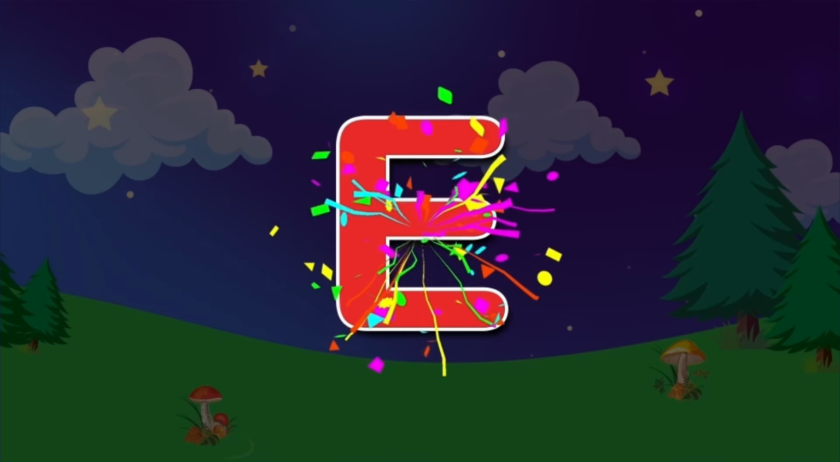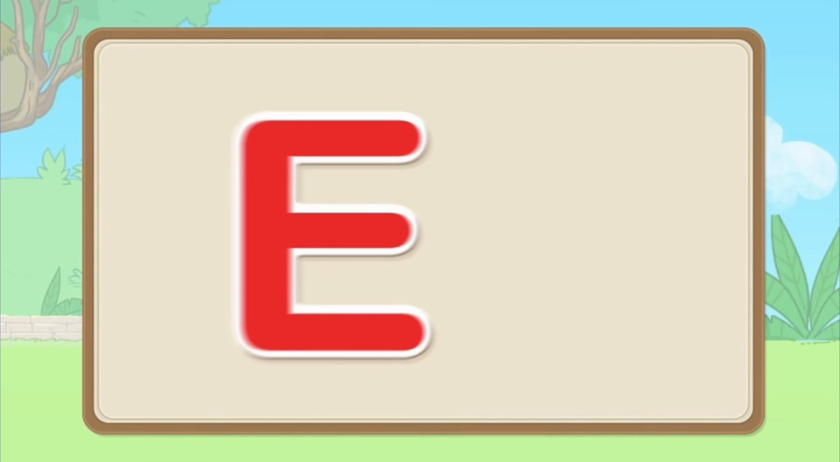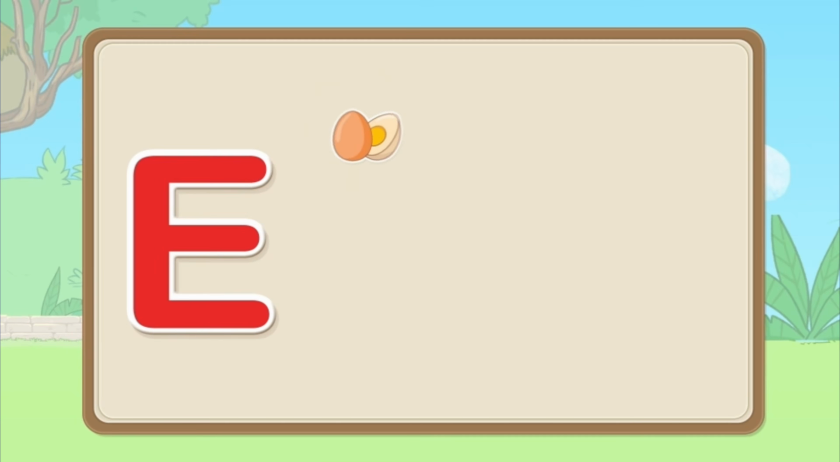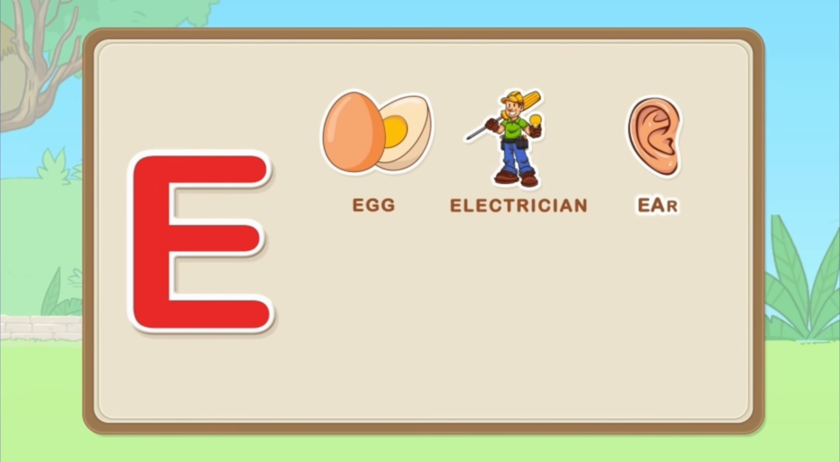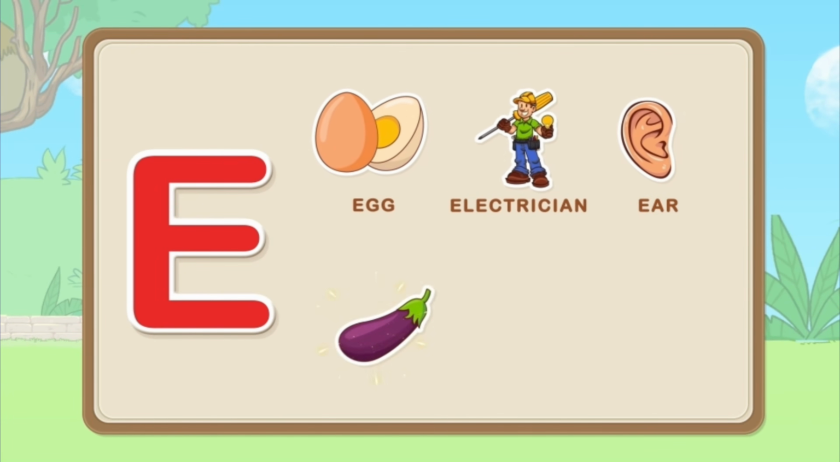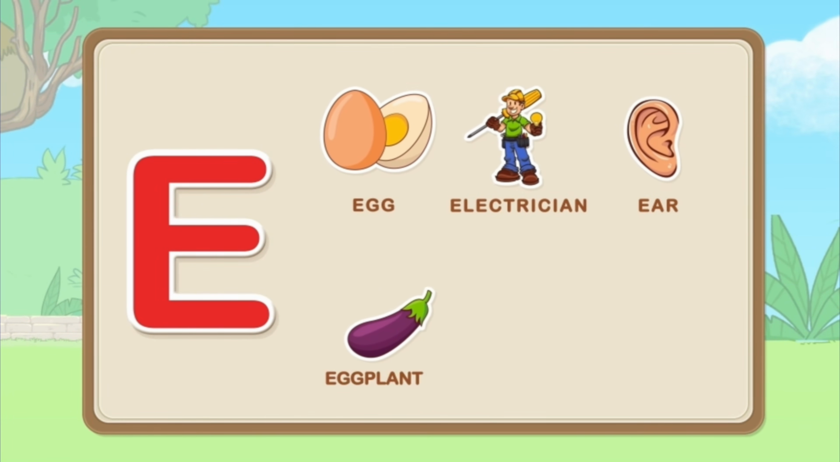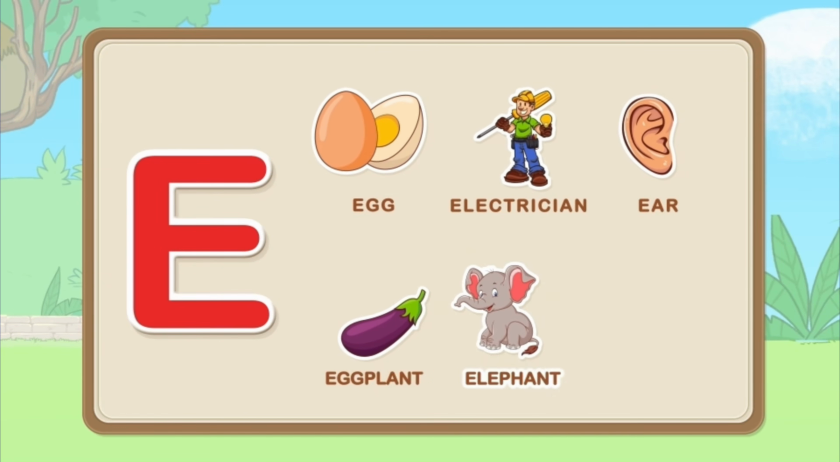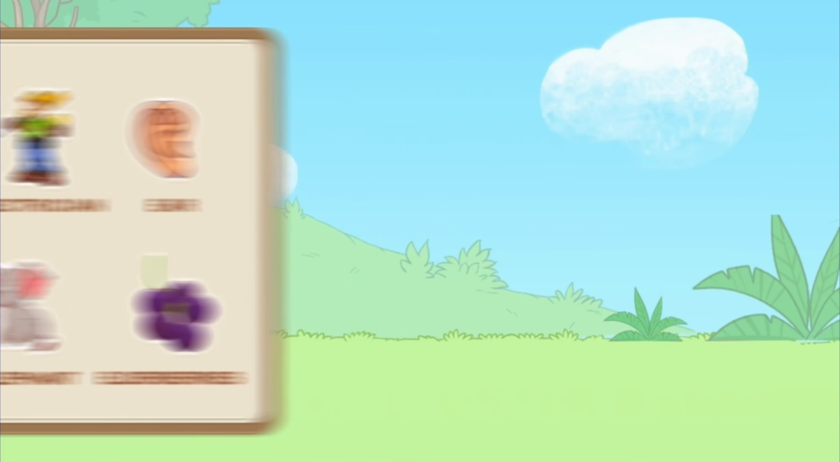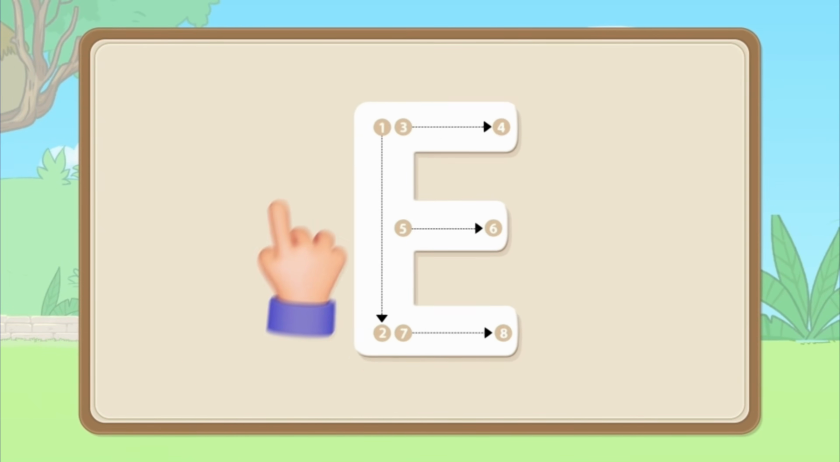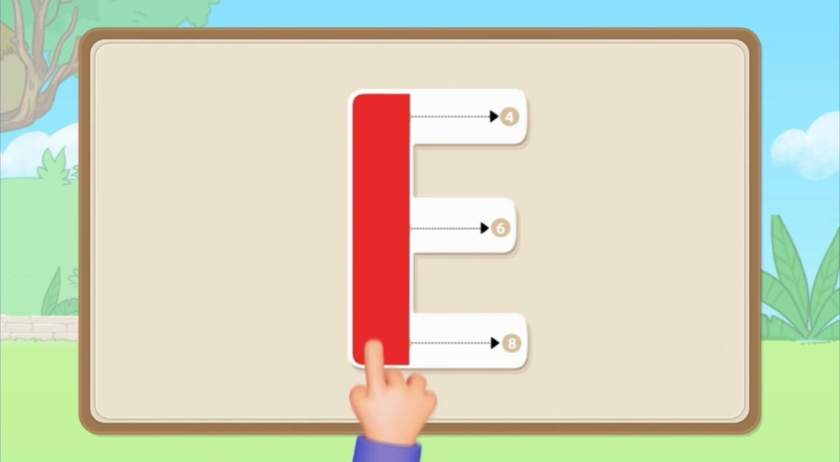Perfect. E. E is for egg, electrician, ear, eggplant, elephant, elderberries. Now, let's learn how to trace the letter.